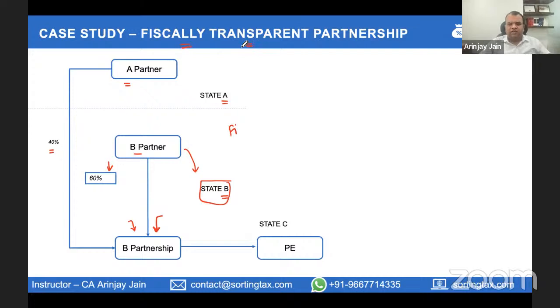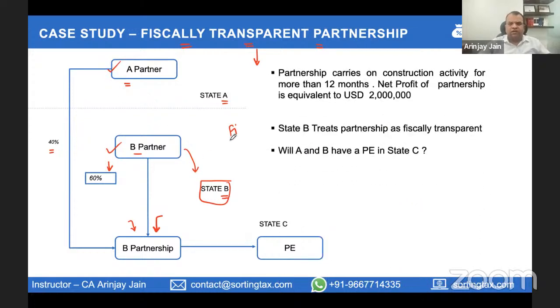Fiscally transparent means that the income of a partnership is not liable to tax in the hands of the partnership firm, but it is liable to tax in the hands of the partner. So in this particular case, let's say the total profit made was $2 million. Out of this $2 million, $1.2 million will be taxable in the hands of B, and $0.8 million will be the income, I would not say taxable, I would say the income attributable to A.